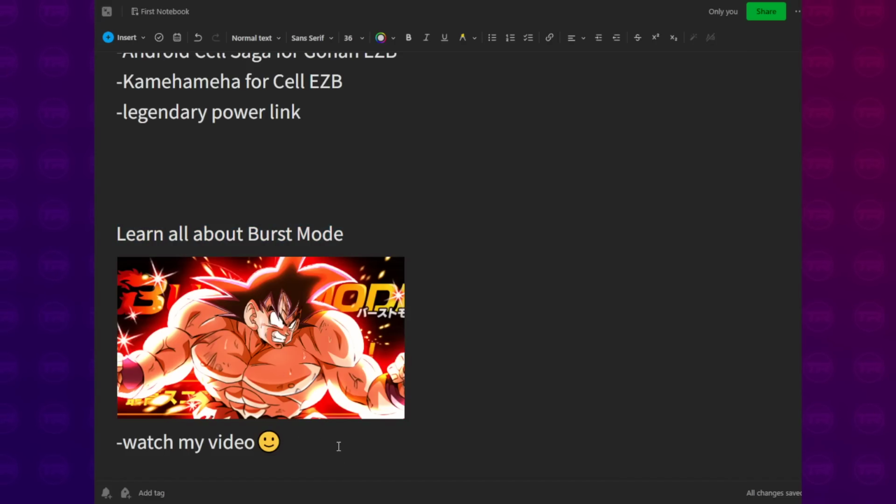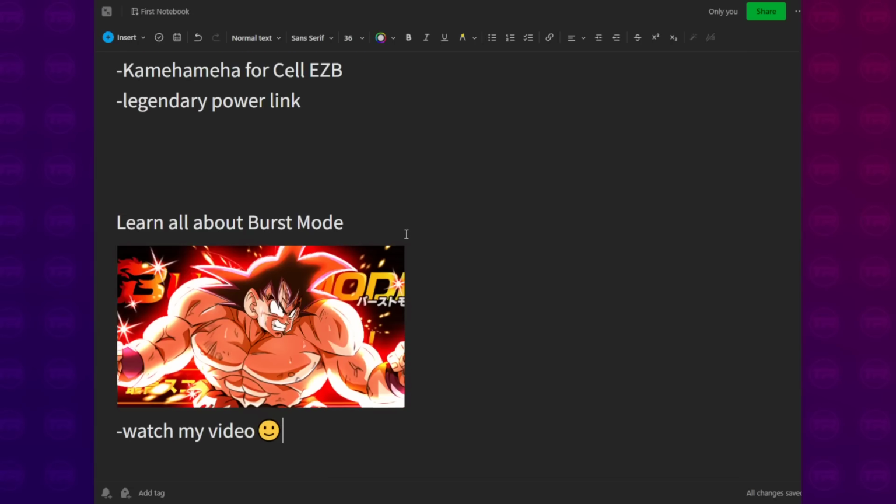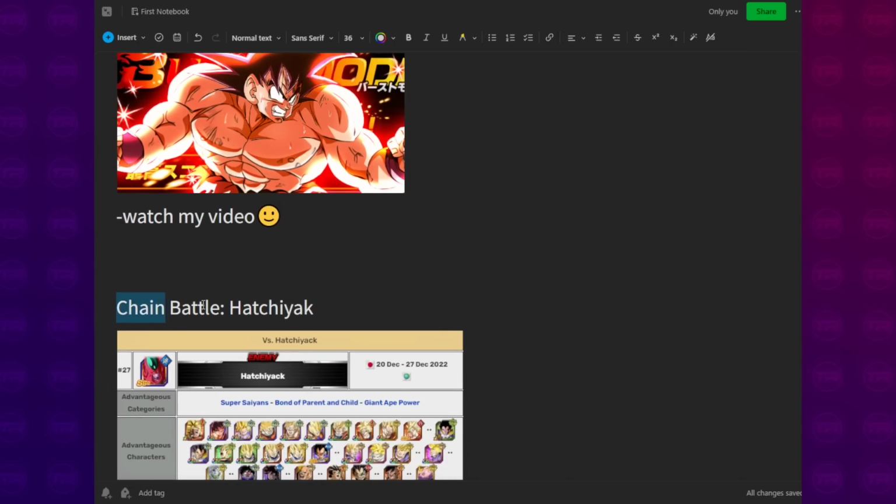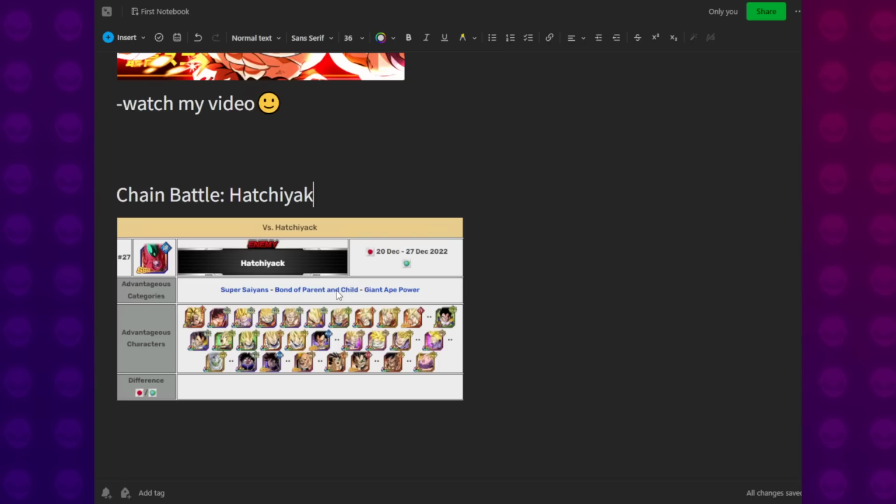If you are unfamiliar with burst mode, go familiarize yourself with it. It's an event that's going to stick around. Chain Battle Hachiak. Now, a lot of you probably hate Chain Battle, but if you are interested in trying to get a marginally good score, you're going to have to put together teams from the categories of Super Saiyans, Bond of Parent and Child, and Giant Ape Power.